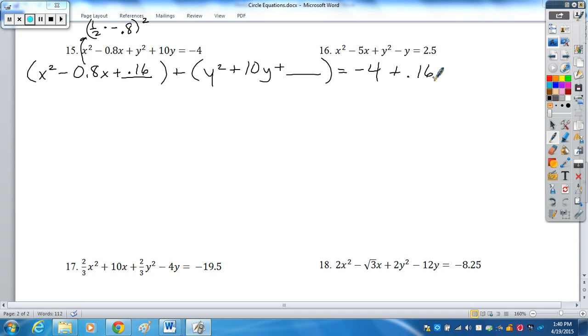Okay. And then for this one over here, to complete this square, I'm going to take half of positive 10, and I'm going to square that. So half of 10 is 5, and 5 squared is 25.